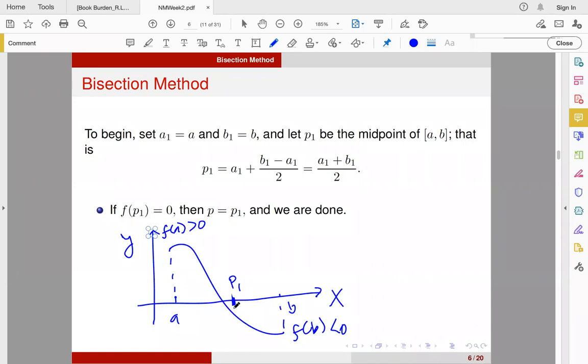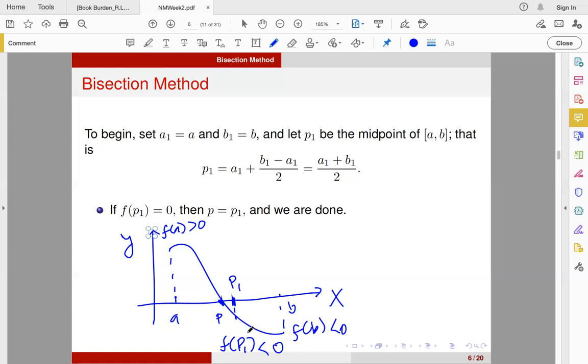After you find P1, you check again, what is the value of FP1? Is it positive or negative? Let's say in this case, because P1 lies below, it means that FP1 is negative. Therefore, the point containing the root is in the interval of A and P1. This one does not contain the root that we want to find, right? Because look at this, the graph does not intersect the x-axis in here. So this is the point C or point P that we want to find.